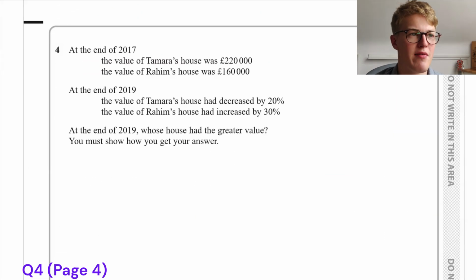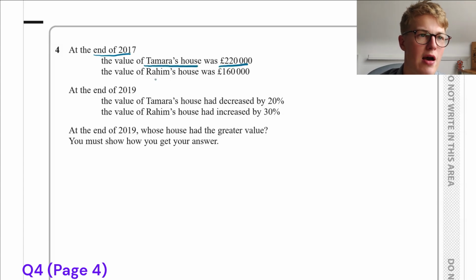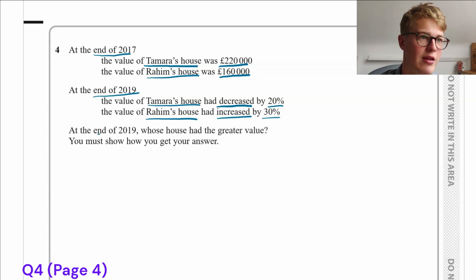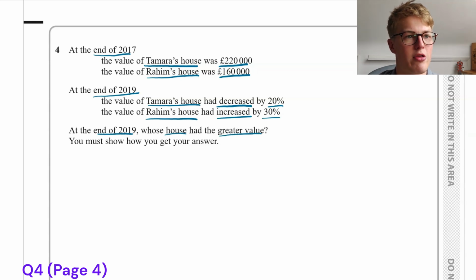At the end of 2017, the value of Tamara's house was £220,000. The value of Raheem's house was £160,000. At the end of 2019, the value of Tamara's house had decreased by 20%. The value of Raheem's house had increased by 30%. At the end of 2019, whose house had the greater value? You must show how you get your answer.